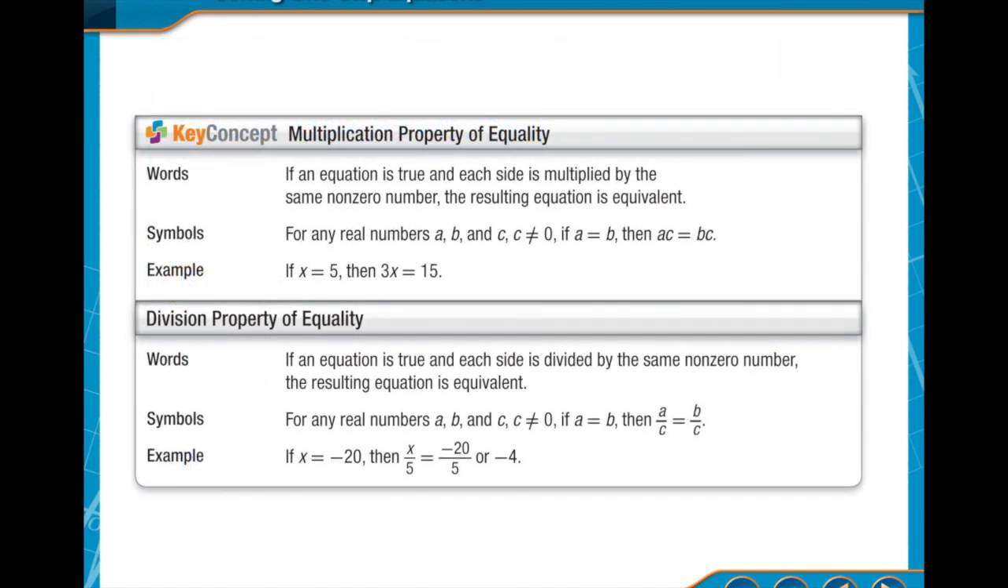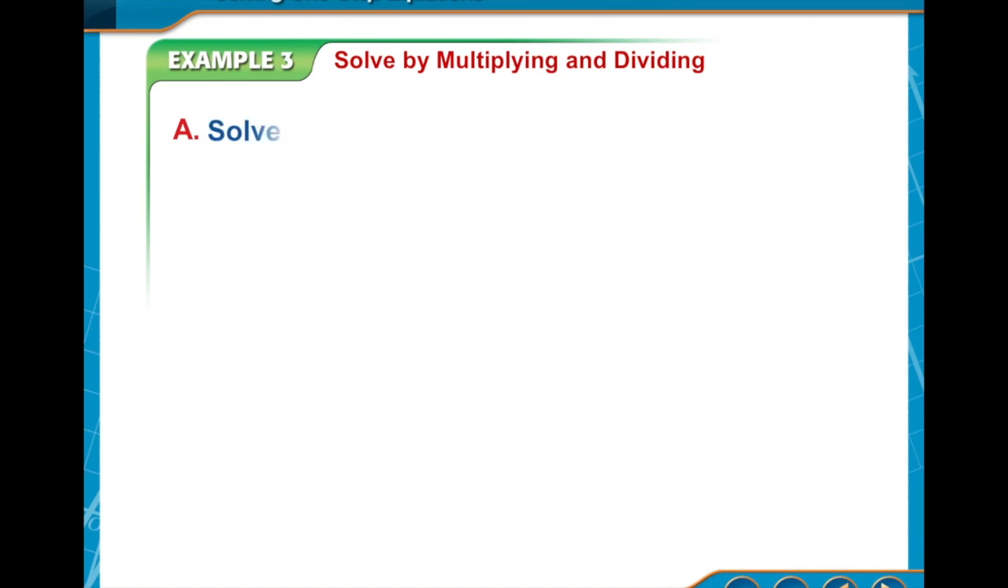Now we also have multiplication property of equality, which tells us we can multiply the same thing to both sides and it will still be true. Division property of equality tells us the same thing. We can divide the same number to both sides of our equation and it will be a true statement. Of course, you can never divide by 0, so that's the only caveat there. We can never divide by 0, we can divide by anything else. Okay? So we can solve some problems by multiplying or dividing.